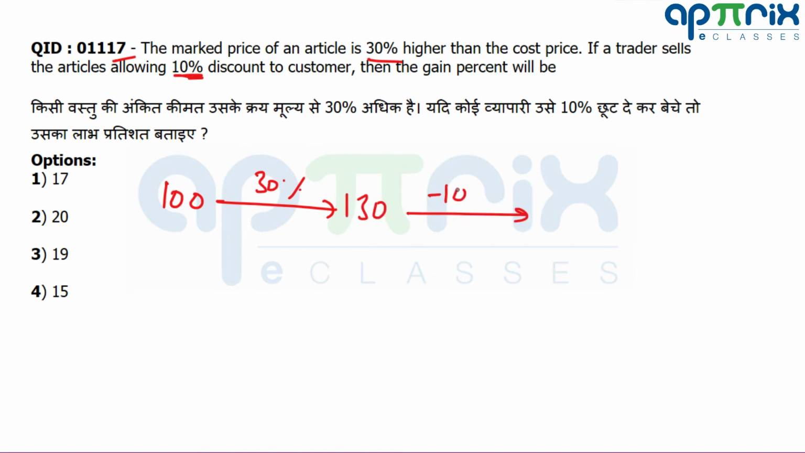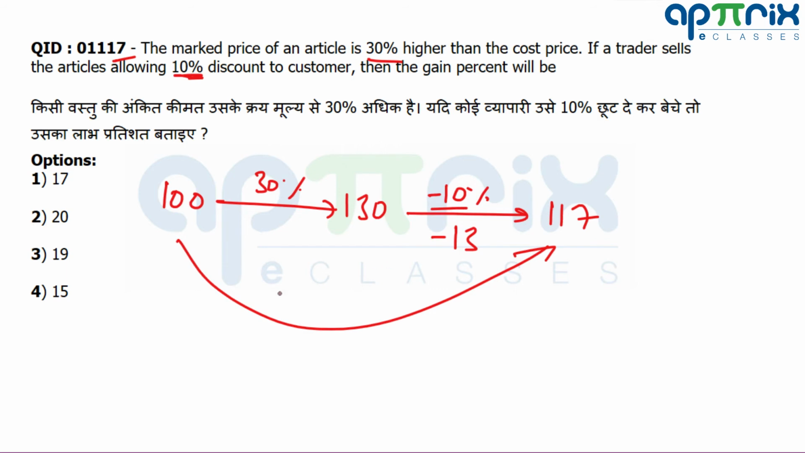Then you are going to get 10% discount. 10% discount of 130 will be equal to 13. The final value will be 117. So you can clearly see the gain percent from 100 to 117 is nothing but 17%, and you can easily mark option A and move ahead.